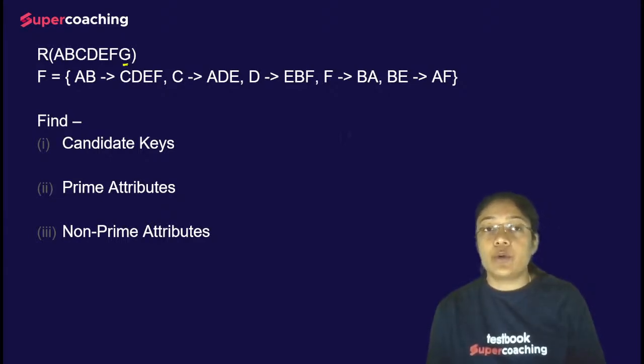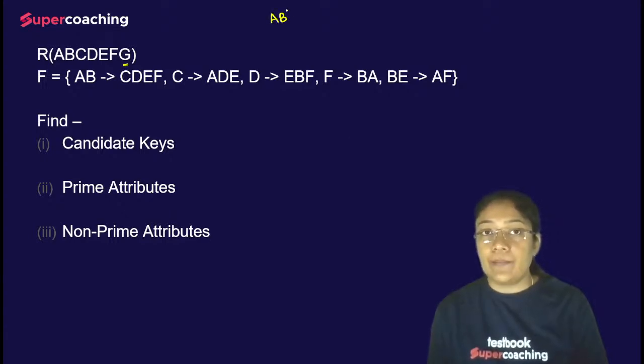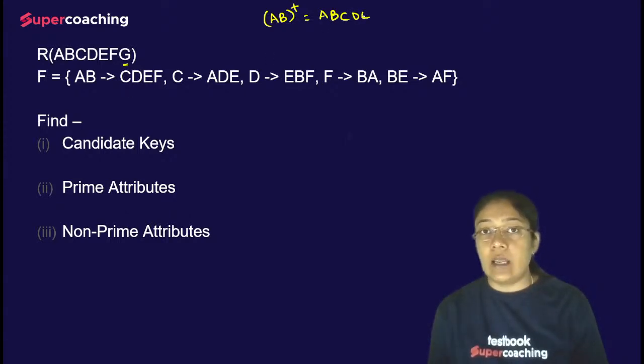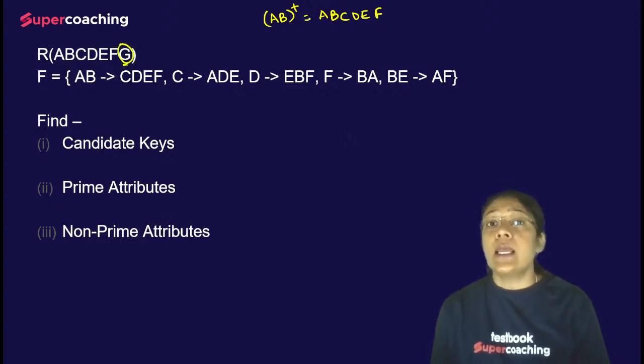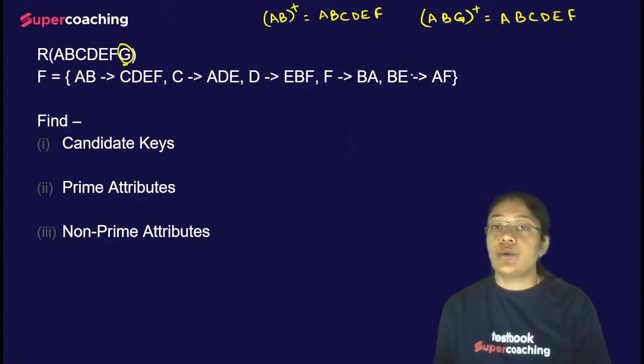Just find out all the possible options. If I start with AB closure, I'll be getting AB, and AB is determining C, D, E, F. Other options don't need to be checked, since all attributes are covered except for G. That means here I need to include G as well. So ultimately we'll be getting all the attributes of the relation. So ABG will be one of the candidate keys.